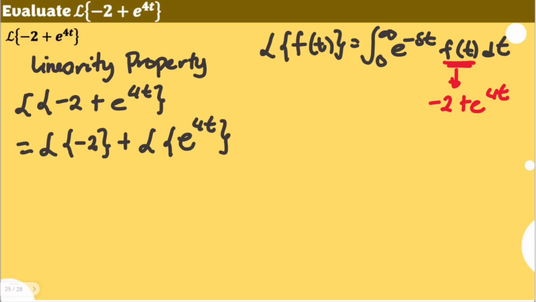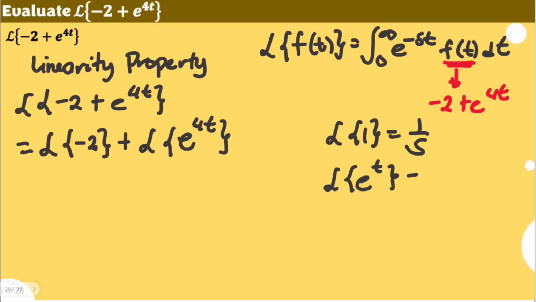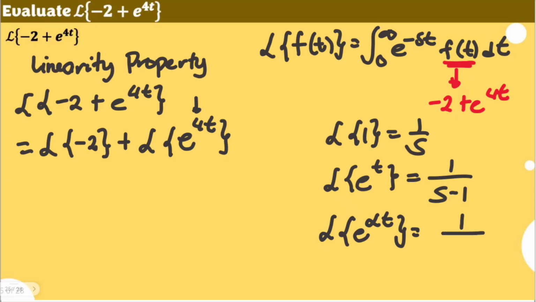We have the rule that the Laplace transform of 1 is equivalent to 1 over s. We also have the rule for e to the power of t, which is 1 over s minus 1. But in this case, since our t has a numerical coefficient other than 1, the rule for the exponential function e to the power of alpha t, with alpha any constant, is 1 over s minus the given alpha.